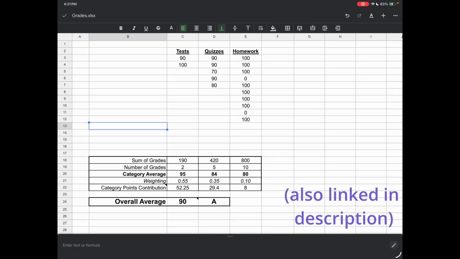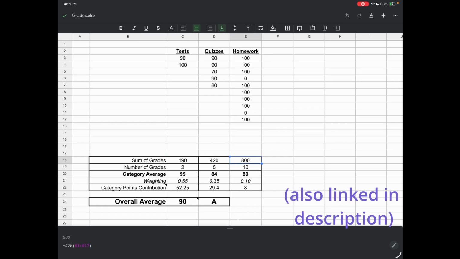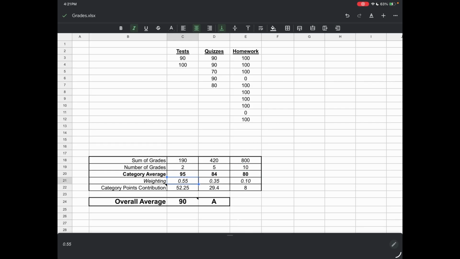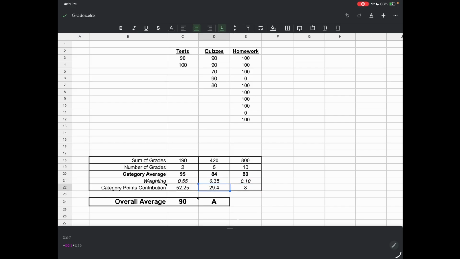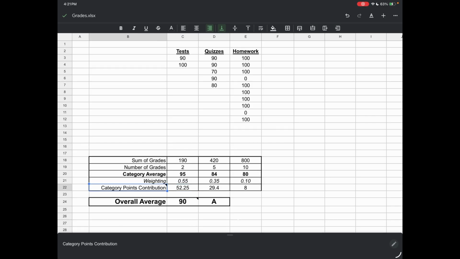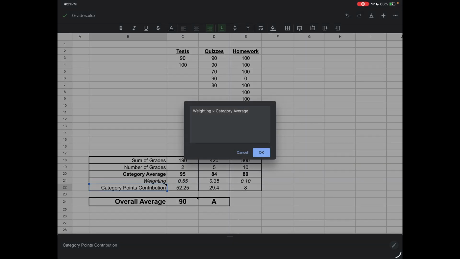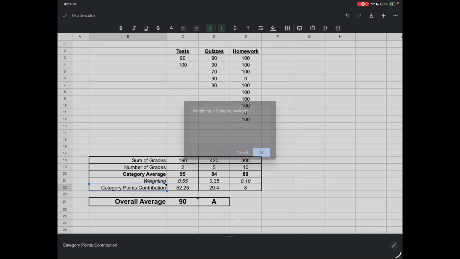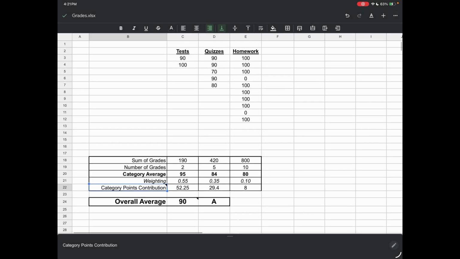We've got the sum of tests, quizzes, and homework. We've got how many of each grade there is, so we can calculate the average for each category type. We have the weighting from the administration, which means I can multiply the average times the weight to get the category points contribution. I have made little notes here that remind you of these calculations in case you've forgotten. But just like we saw a minute ago, the average is a 90.